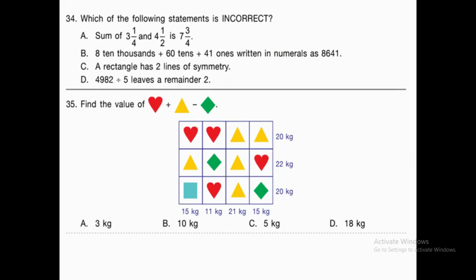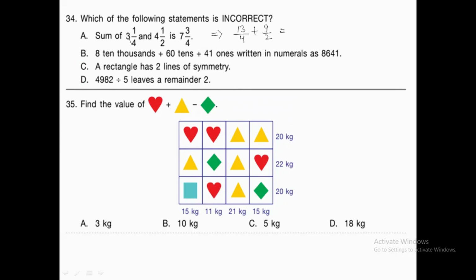Sum of 3 whole 1 by 4 and 4 whole 1 by 2 is 7 whole 3 by 4. Okay, so let's add them. For adding them, first we will convert them into improper fractions. So it will be 4 3s are 12, 12 plus 1 is 13, 13 by 4. Now add it with this one: 4 2s are 8, 8 plus 1 is 9, 9 by 2.